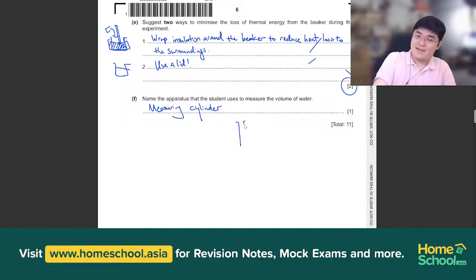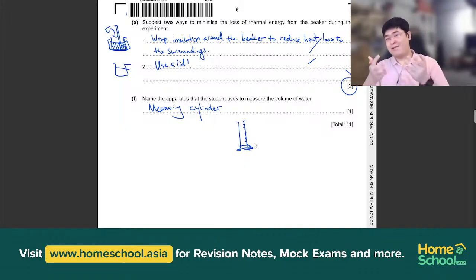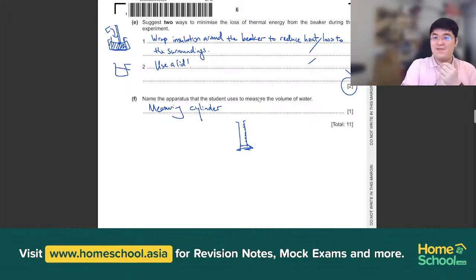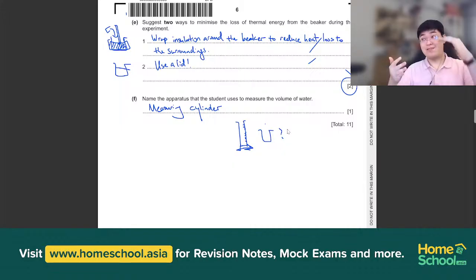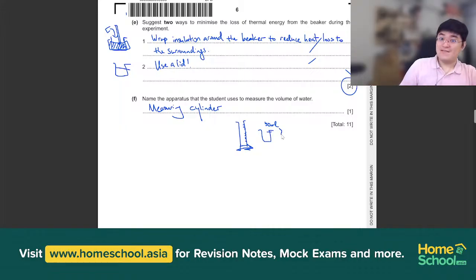right? This long thing that you see in the lab, and you have all the graduations right here. So this is the most accurate way of measuring liquids. If you use a beaker, the beaker is not very accurate in measuring liquids because there's only one graduation. Like, let's say this is 50 ml. So most experiments will use measuring cylinders to measure volume. Okay, right? So with that, 1 mark, and we are done with question number 2.